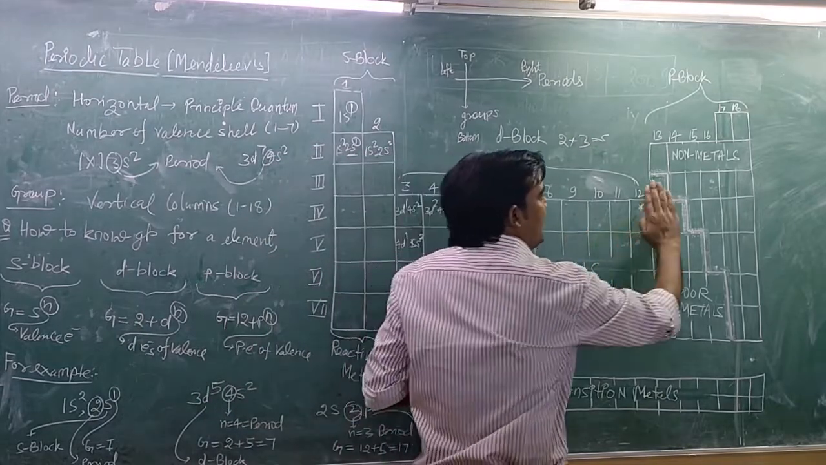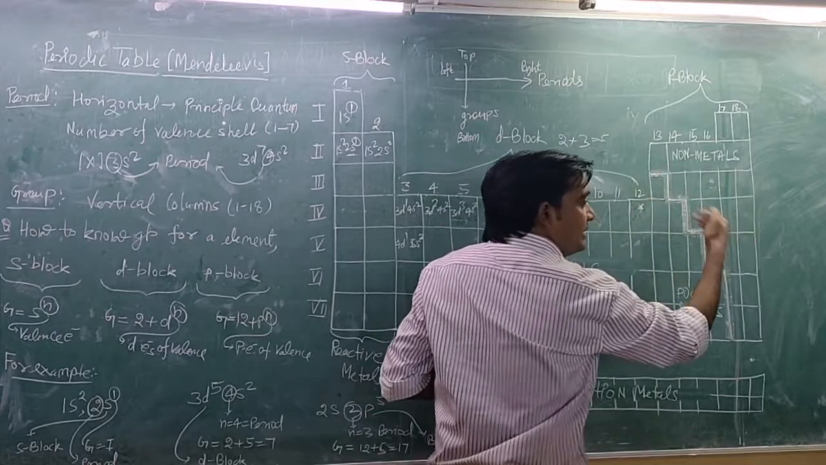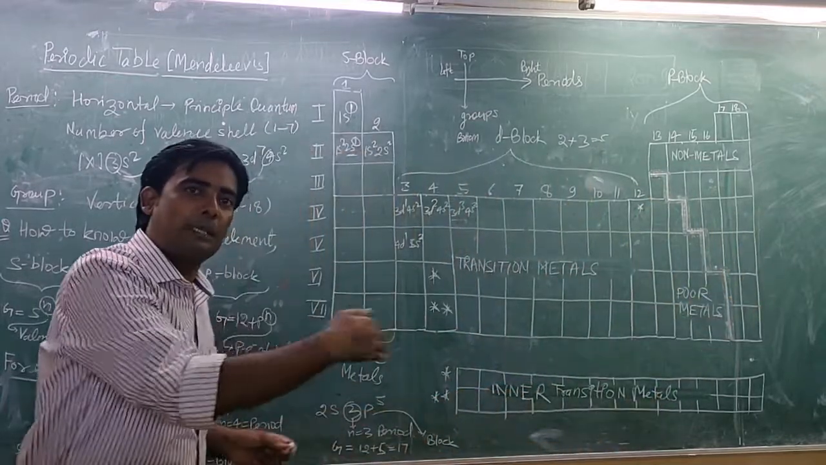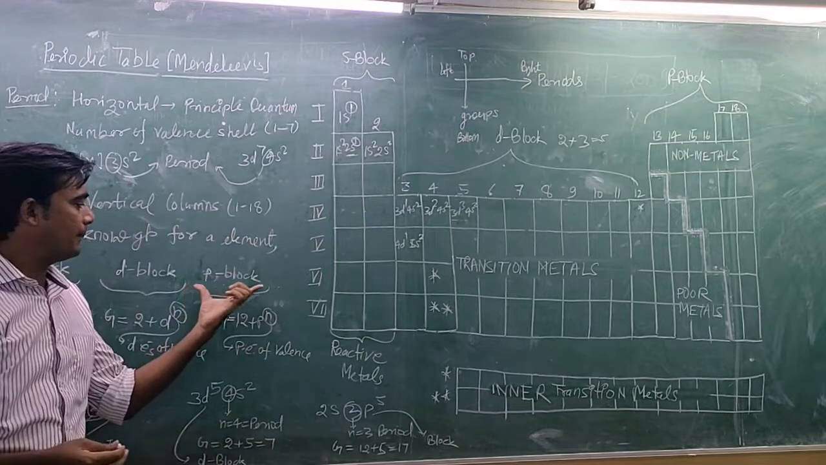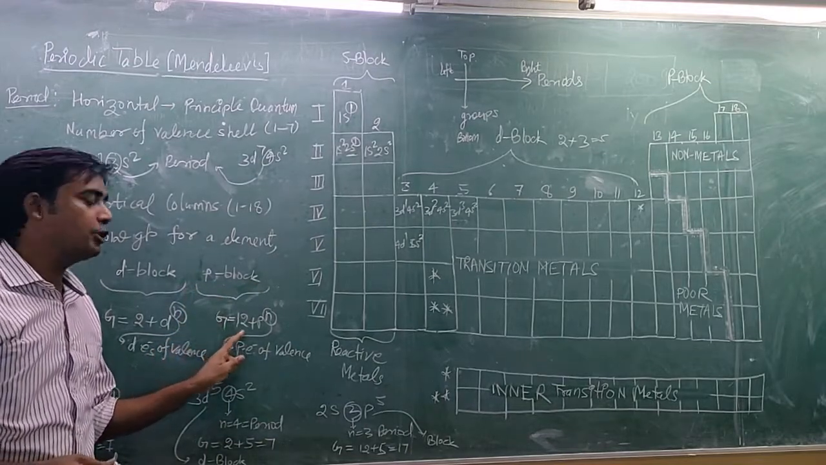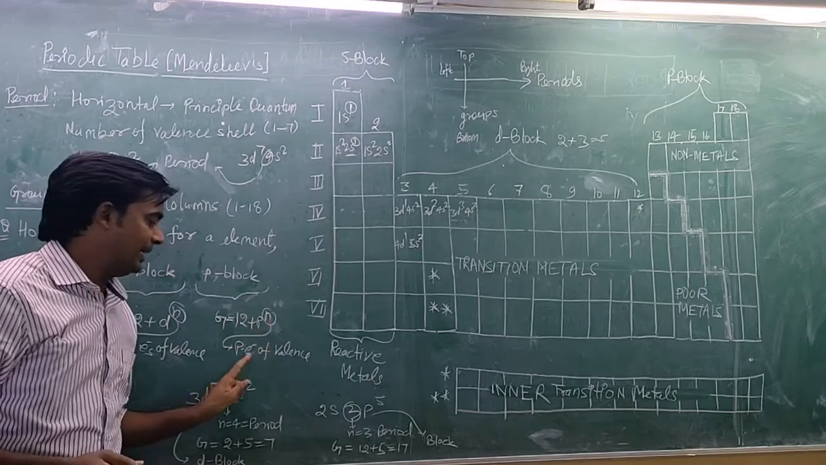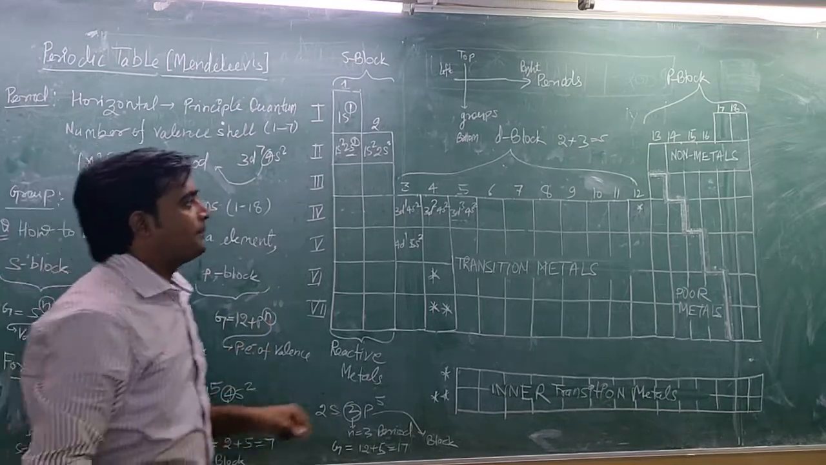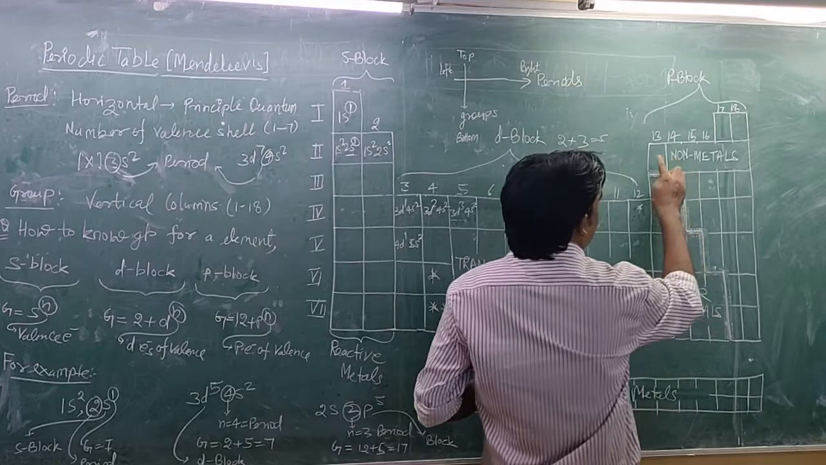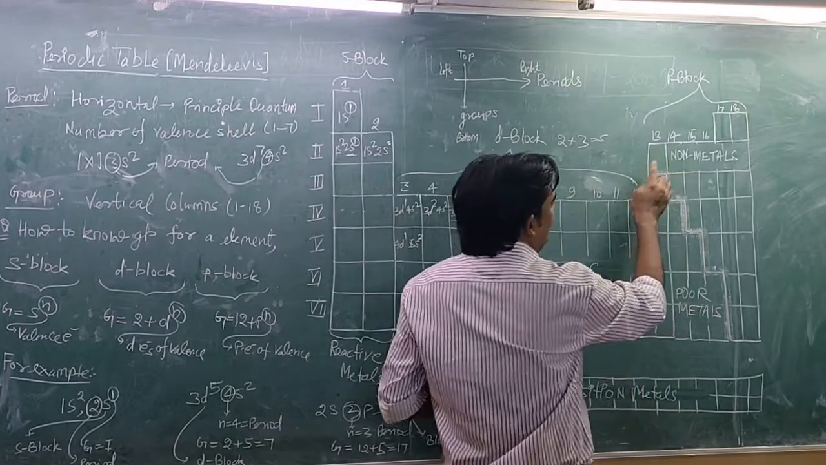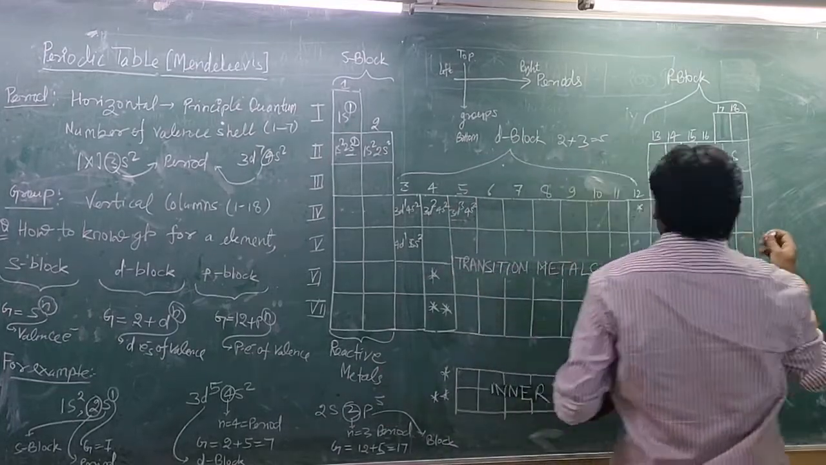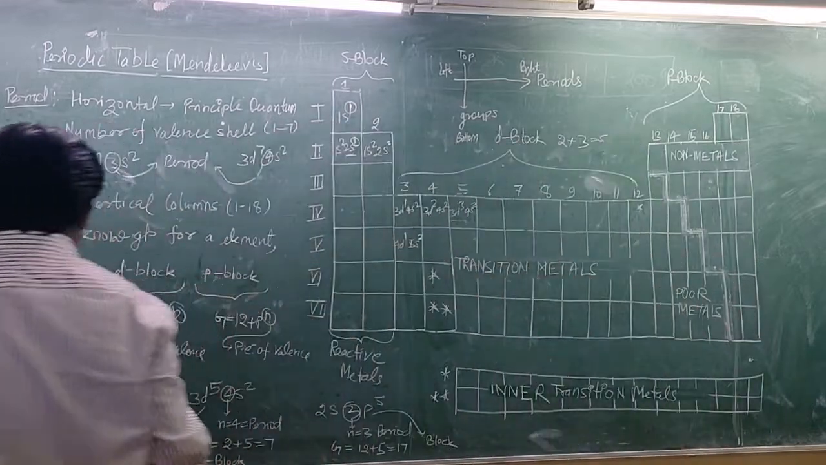Okay. Now p block elements: 12 plus p electrons. For p block elements, group is equal to 12 plus p electrons, where p electrons are those in the valence shell. If you have the electronic configuration like this, for example, this.